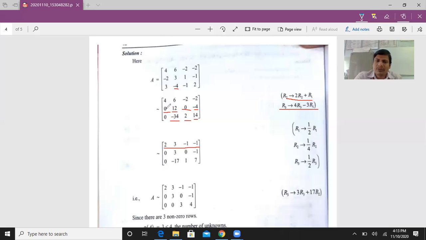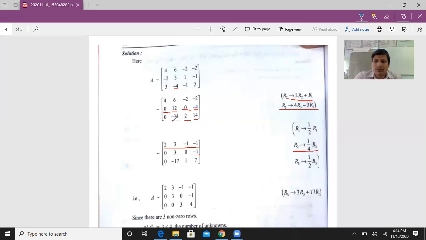Okay. After that come to the second row, that is R2 equal to 1 by 4 R2. Why we are dividing by 4? Here minus 4 is there, here 12 is there. That's why 12 by 4 is 3. After that minus 4 is there. Then minus 4 divided by 4, the 4s cancel. The remaining is minus 1.